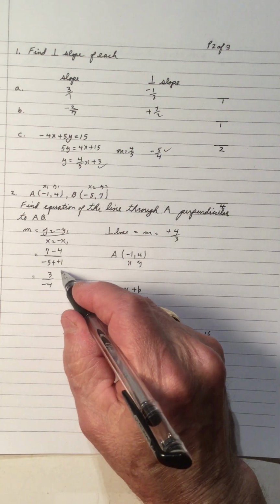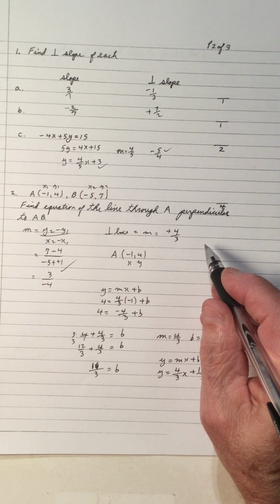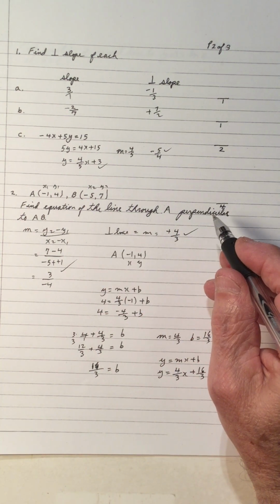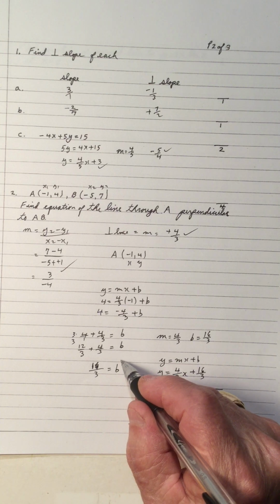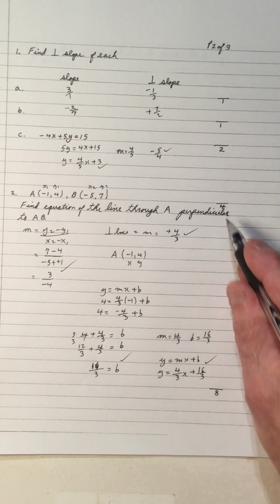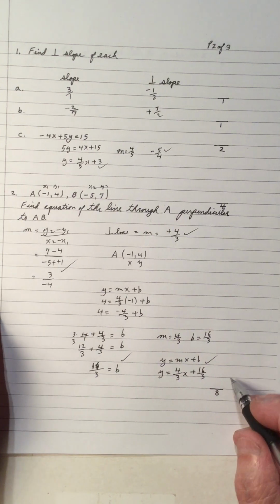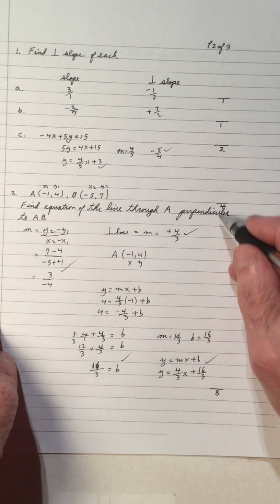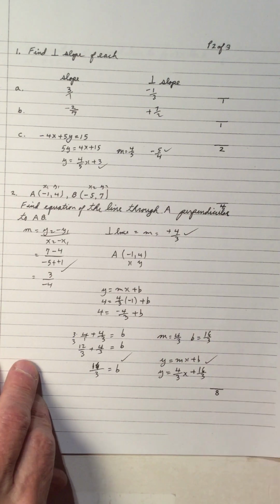So if you got this slope, you got a mark. If you got the negative reciprocal, you got a mark. If you worked out the value of b, you got a mark. If you filled in the equation, you got a mark. So there's 4 marks for that. And if you have everything correct, you got 4. So that's a total of 8 for that page.